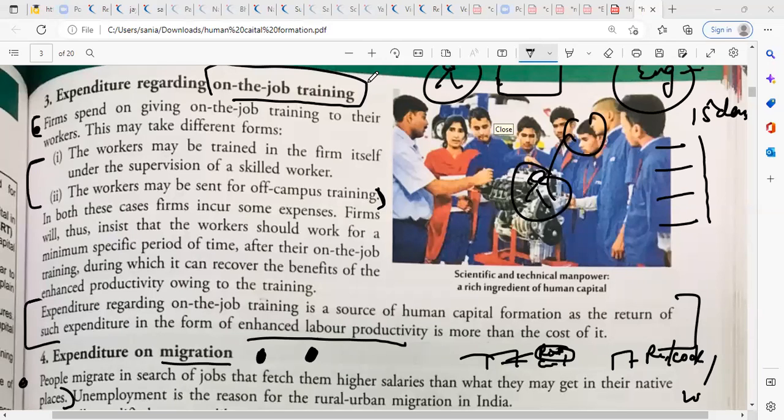Am I audible? Sana, can you hear me? Yes, ma'am. I was telling you, first of all, you have to write this heading. Okay. Then from here till here. And after that, these last 2 lines. Okay.